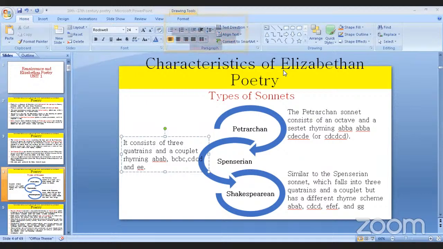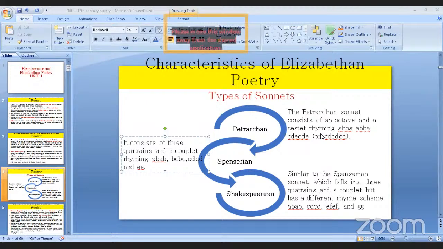What is the meaning of Spenserian? Edmund Spenser is the man who brought out this form of poetry, so the name is given as Spenserian poem. Shakespearean, because Shakespeare brought it out. This is the basic difference between these forms. Spenserian is nothing but the name of that poet. Shakespearean is nothing but the name of the poet. Petrarchan sonnet is nothing but the name of the man who actually started it in Italy.